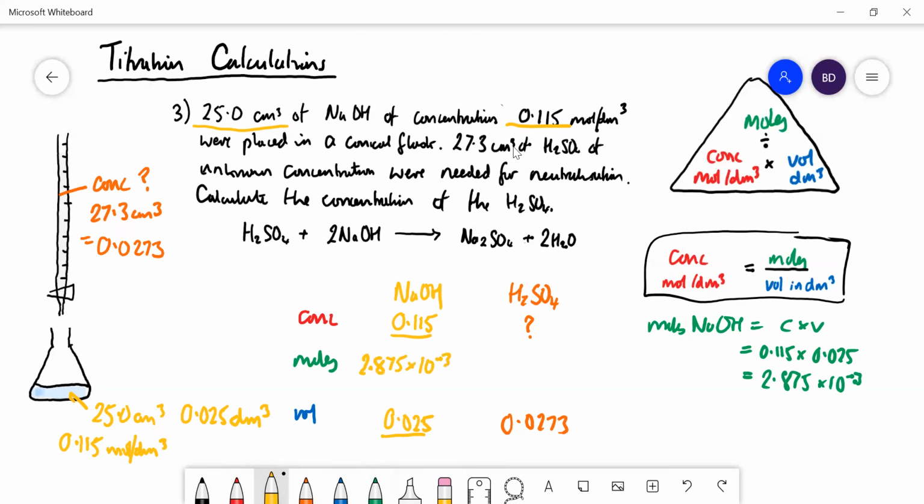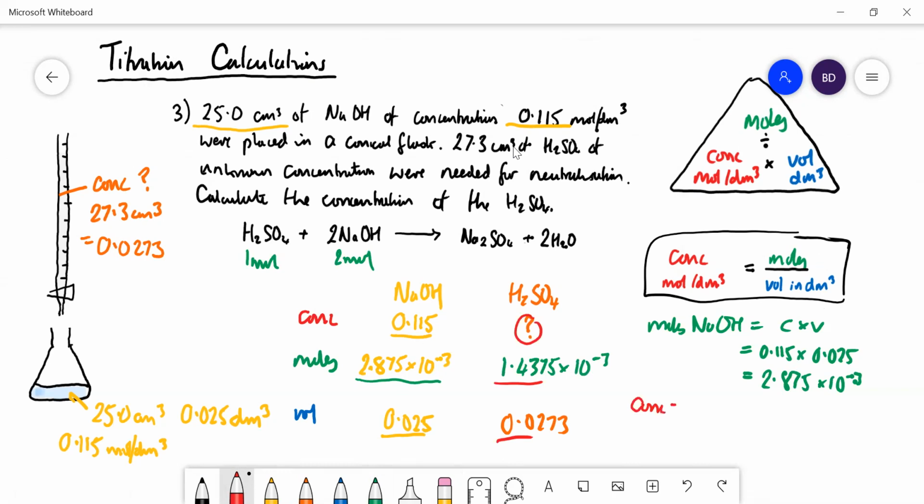Now, what is the number of moles of sulfuric acid? Well, 1 mole of sulfuric reacts with 2 moles of NaOH. So we've got that much NaOH, we need only half that much of the sulfuric, so divide that by 2. 1.43 times 10 to the minus 3. Now we know the two things there. We know the moles, we know the volume, we can work out the concentration.